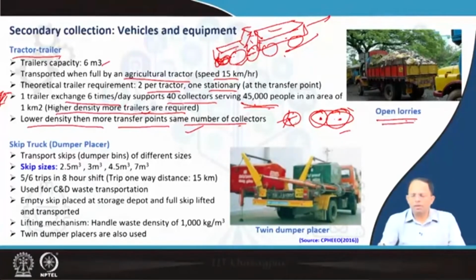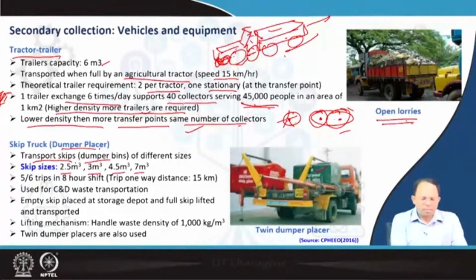Earlier we used to see this kind of vehicles, but now we see other kinds of vehicles, like we have discussed, skip trucks or dumper placers. That means we have garbage bins at different locations, at secondary storage or community bins and so on. These skip trucks transport the skips, which are nothing but dumper bins of different sizes. The skip sizes could be 2.5 meter cube, 3 meter cube, 4.5 meter cube, 7 meter cube. Accordingly, the vehicle sizes also will vary.